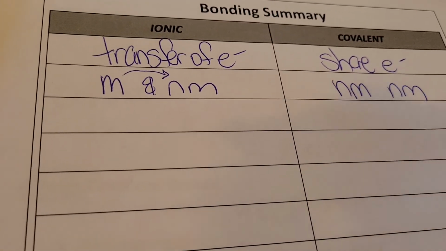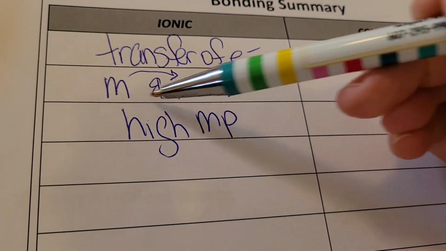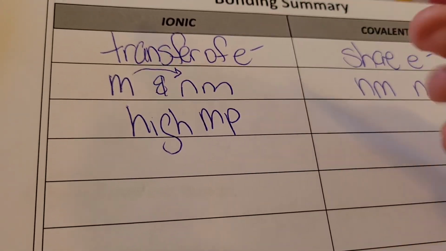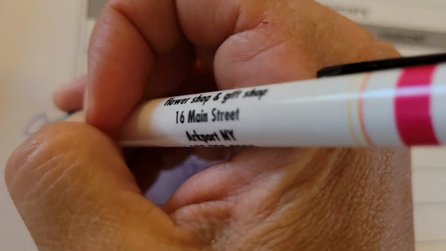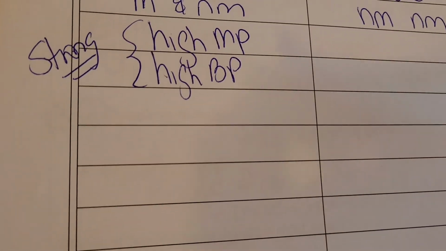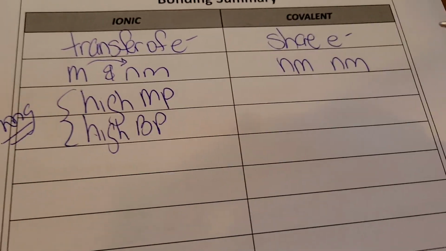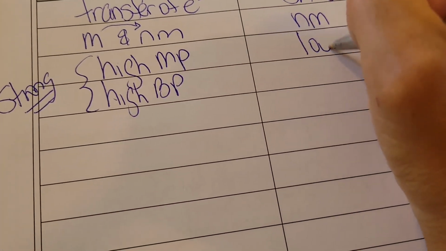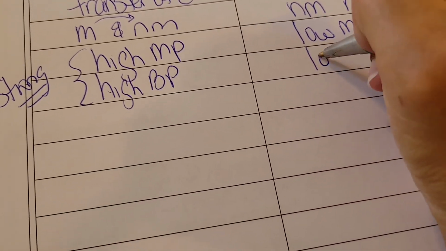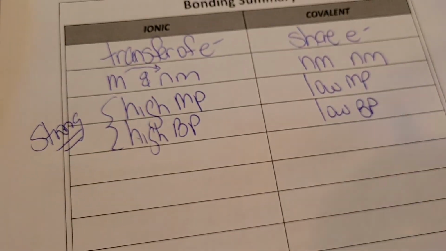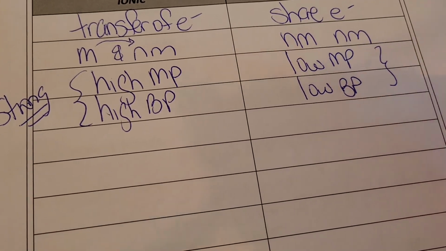Ionic things like salt have high melting points. These bonds are very strong, so they have high melting points and high boiling points, and that's because those bonds are strong. Whereas covalent things like sugar have low melting points and low boiling points. And that's just because they're a weaker bond.